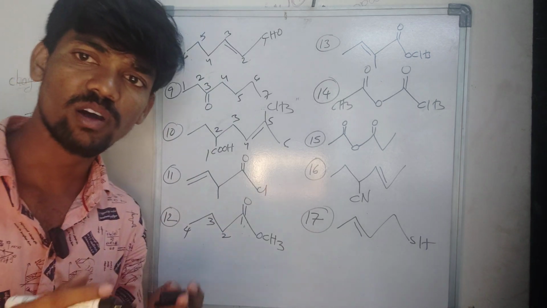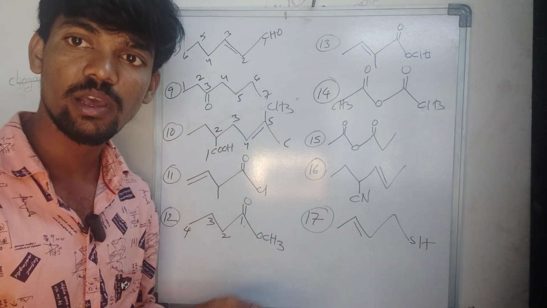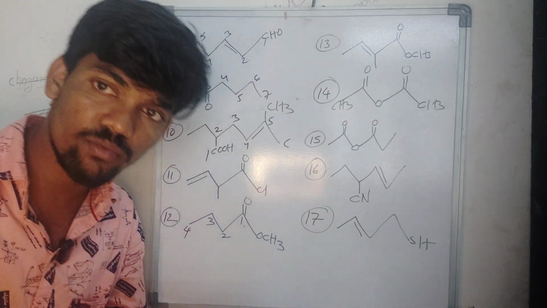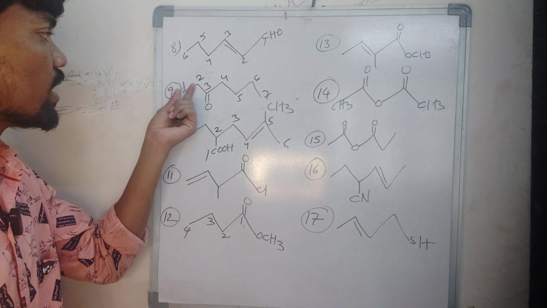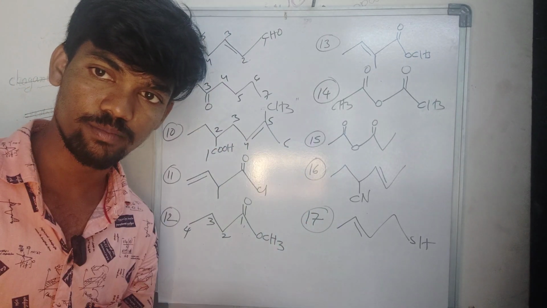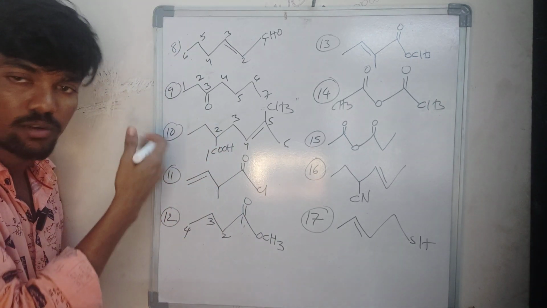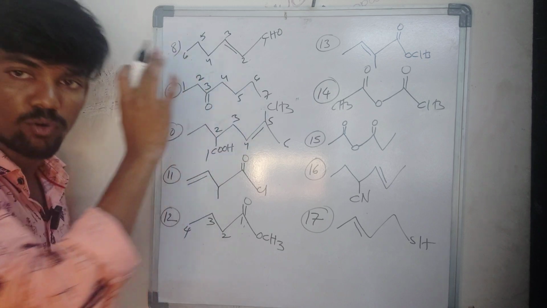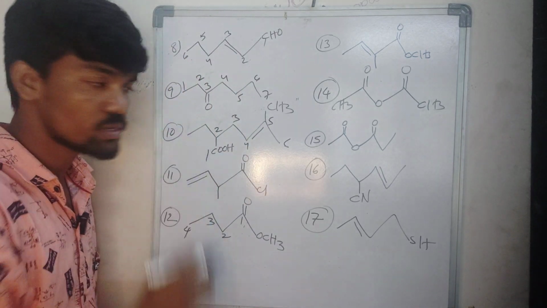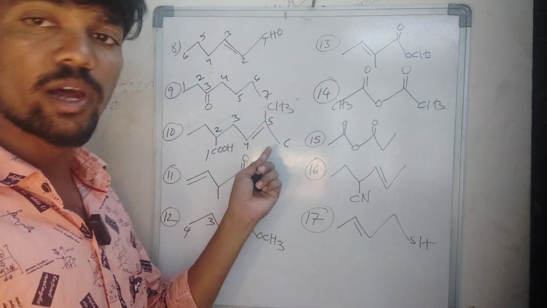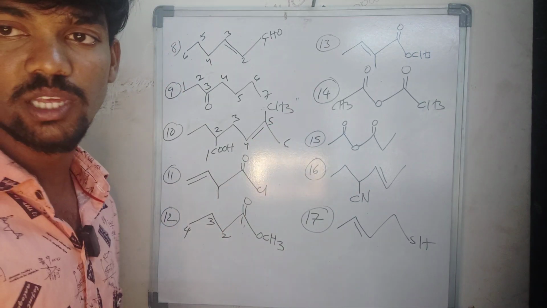Why? Because the functional group carbon is along with the chain only. That's why we are going to do the numbering from the nearest number. But here this carbon is on this side and this chain is on this side, so that's why we have to take from this side only. The second position has an ethyl group, the fourth position has unsaturation, and the fifth position has a methyl group.